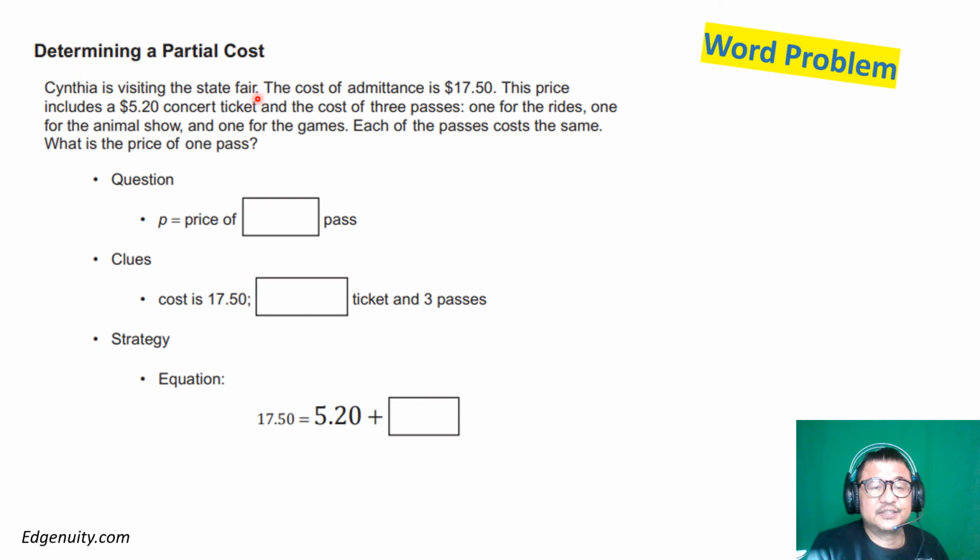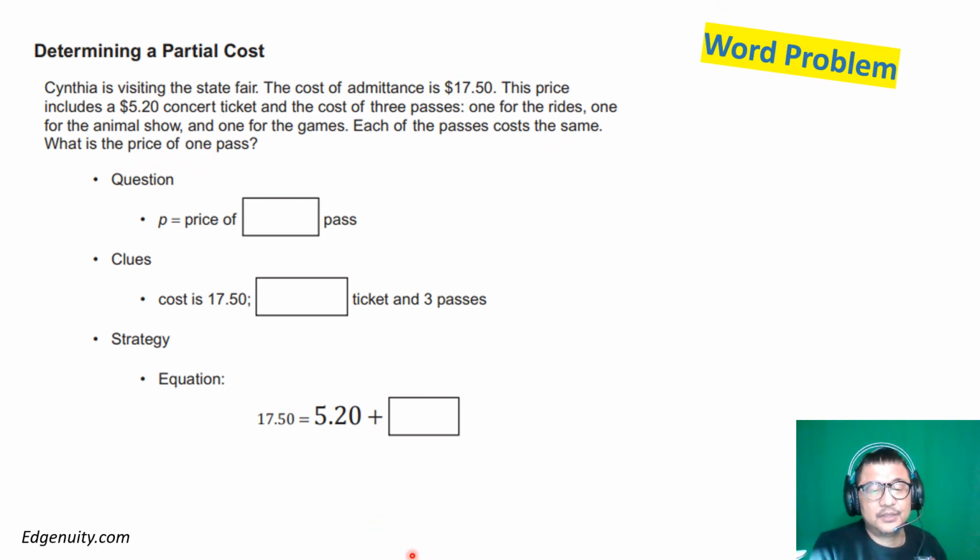Cynthia is visiting a state fair. The cost of admittance is $17.50. That's the first thing you need to pay. But that already includes what? A $5.20 concert ticket paid for, and the cost of three passes. Three passes, one for the rides, one for the animal show, and one for the games. Okay, three free shows. Each of the passes cost the same, so the amount is the same, no problem. What is the price of one pass?